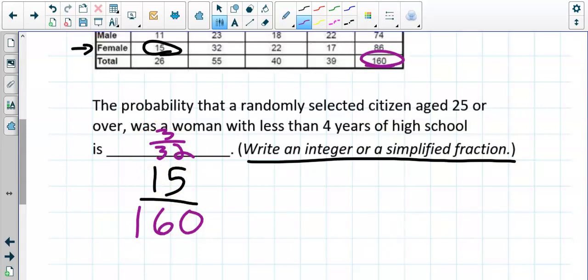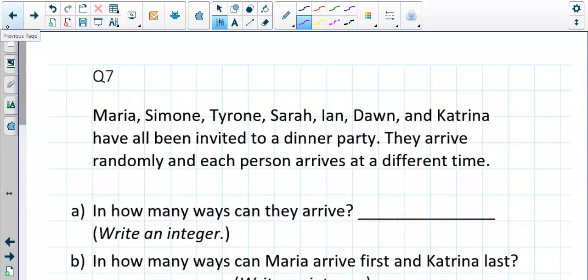Moving right along. See, we're already killing this. We only got like 20 more questions.